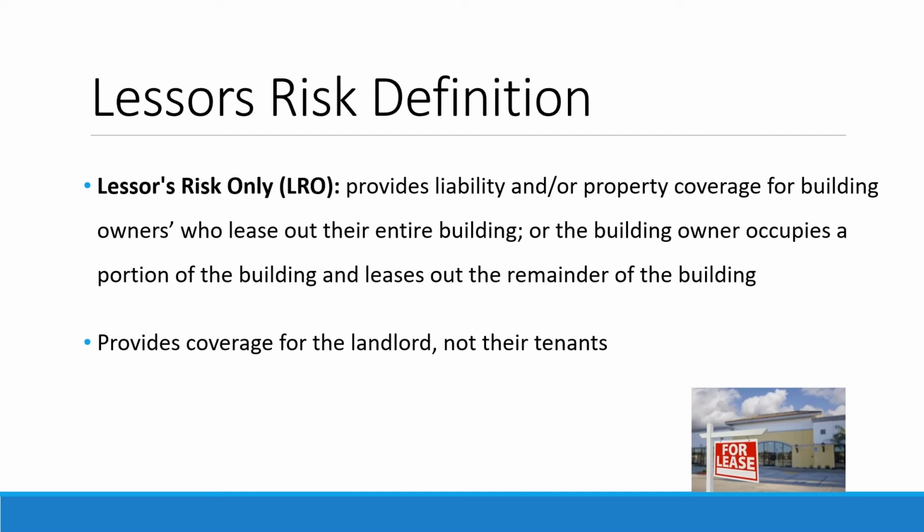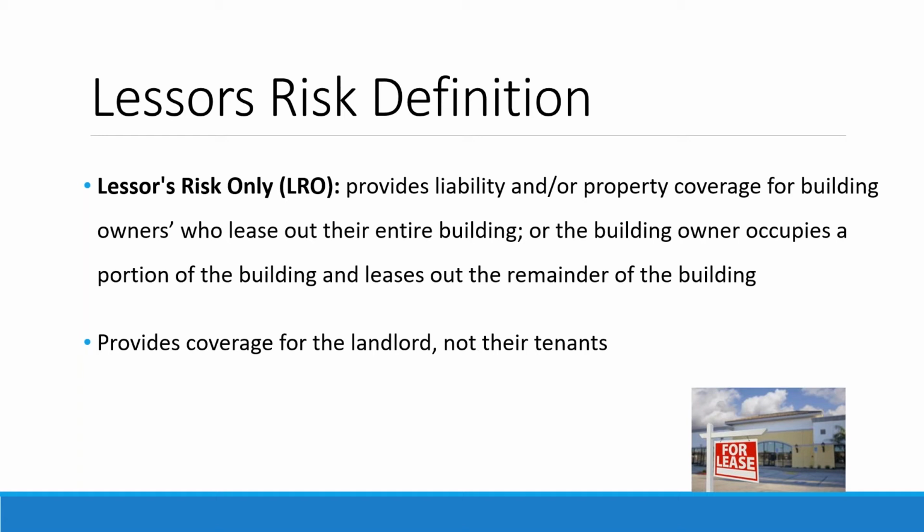So a lessor's risk, by definition, provides coverage for a building owner. That's the person who actually owns the building, and they have a tenant in the building who's the one occupying the building. I get a lot of people who get confused on this. Say a person owns a building in their individual name. We'll use my name, for example. So I own a building named in my name, Michelle Belden.